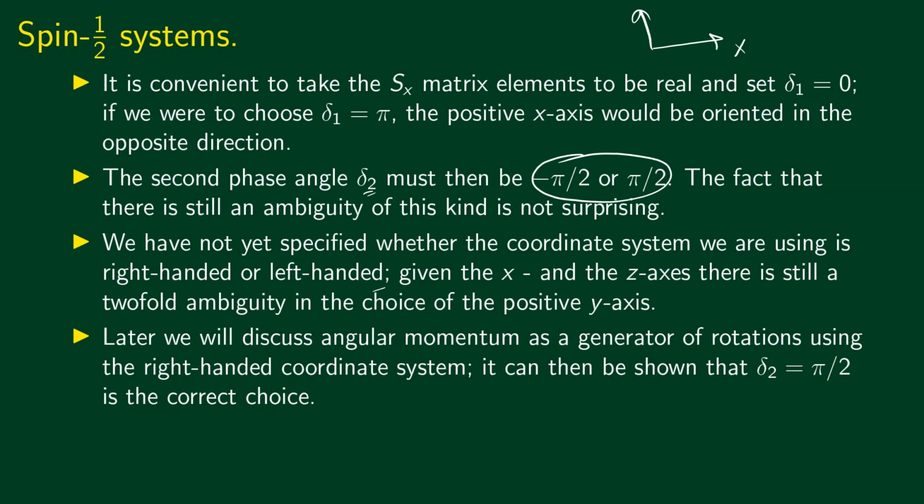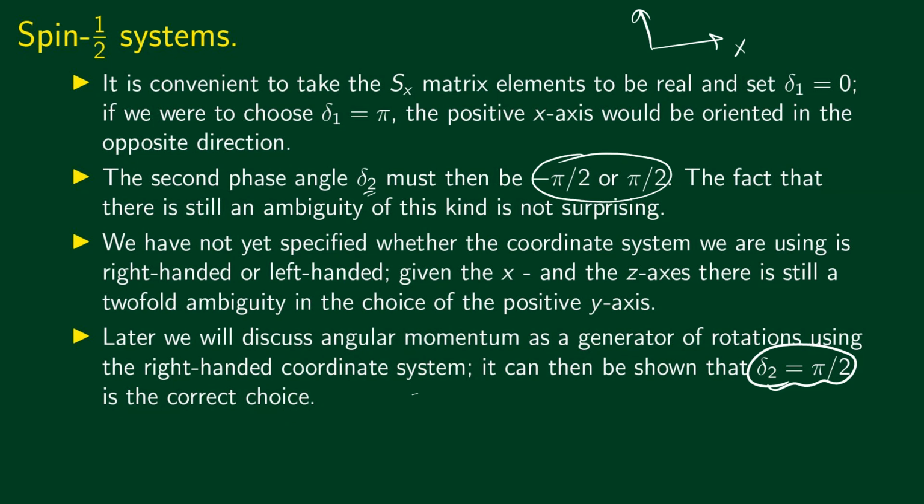Now later we'll discuss angular momentum as a generator of rotations. Okay, you might have seen these things in classical mechanics, the concept of generators, etc. But we'll be discussing this in a special quantum mechanics context in the following chapters. All right. So later we'll discuss angular momentum as a generator of rotations using the right-handed coordinate system. It can then be shown that delta 2 equal to pi by 2 is the correct choice.